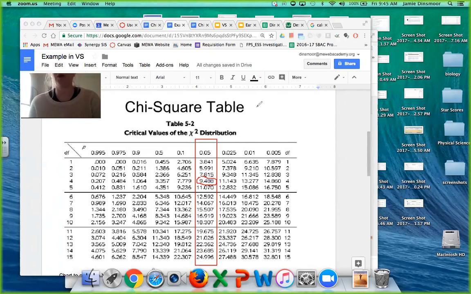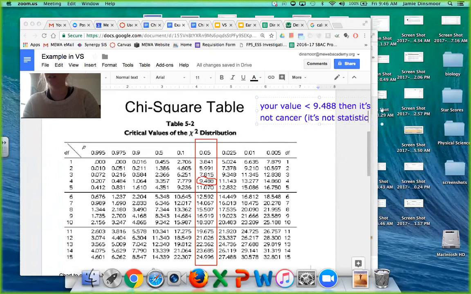So basically, whatever value you get, you're going to compare to this value. If your value is less than 9.488, then it's not cancer. It means it's not statistically significant. If the opposite is true and your value is greater than 9.488, then it is cancer, and it is statistically significant.